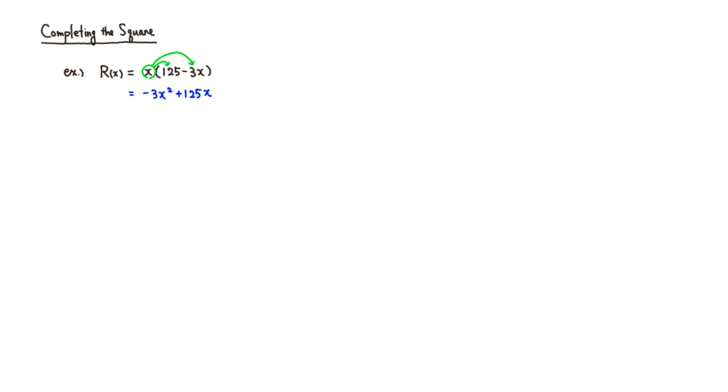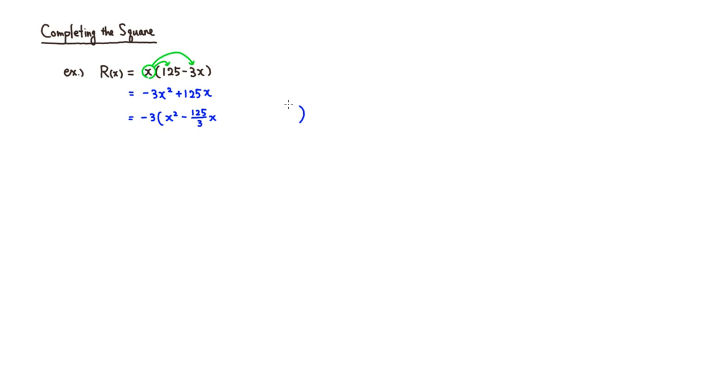To complete the square, I'm going to factor out the leading coefficient from the first two terms. So I'm going to pull out the negative 3 outside of the parentheses. You have x squared here. If you factor out the negative 3 from 125x, it's going to be negative 125 over 3x.